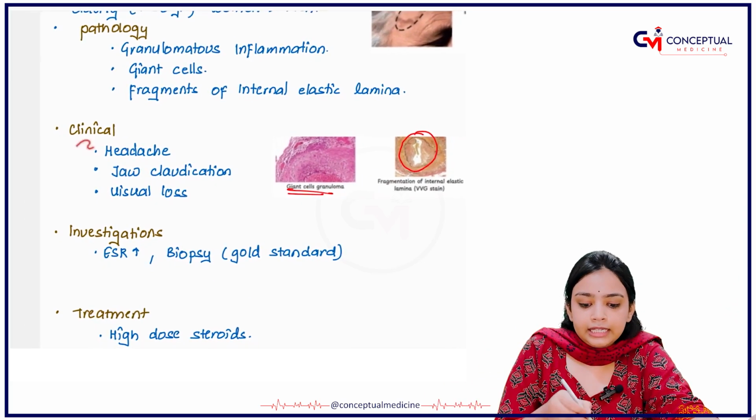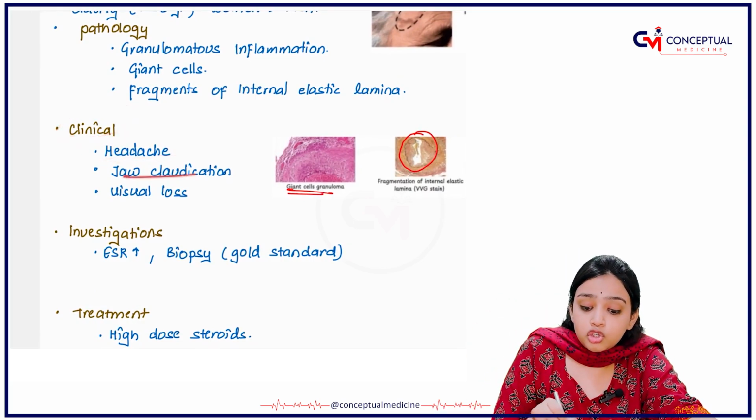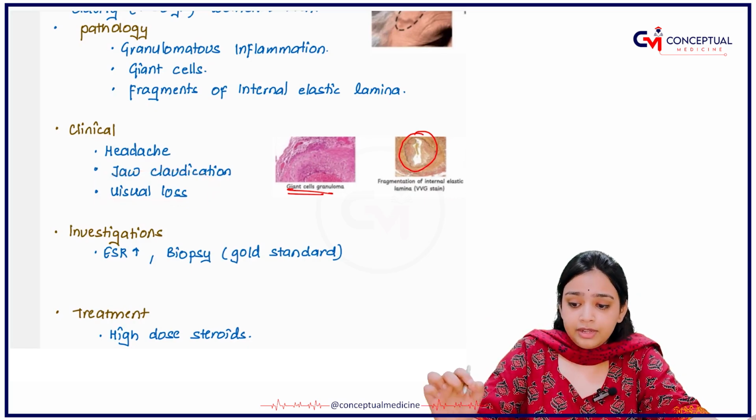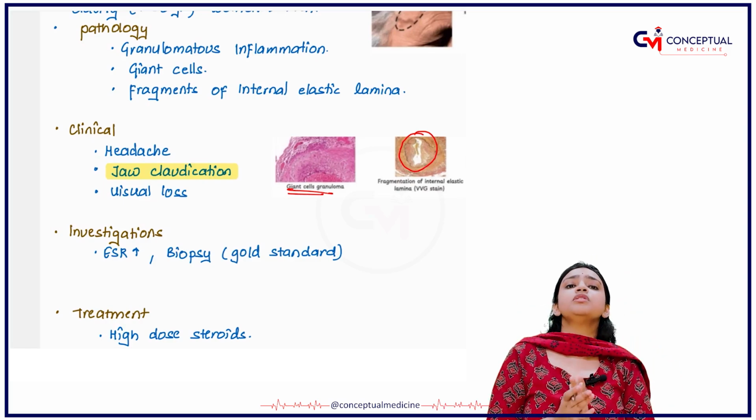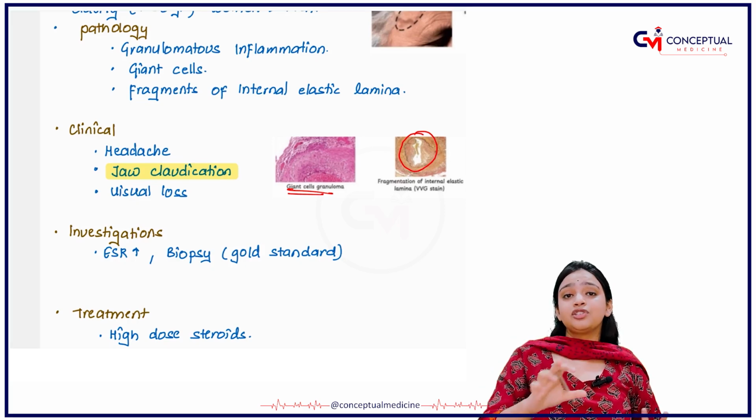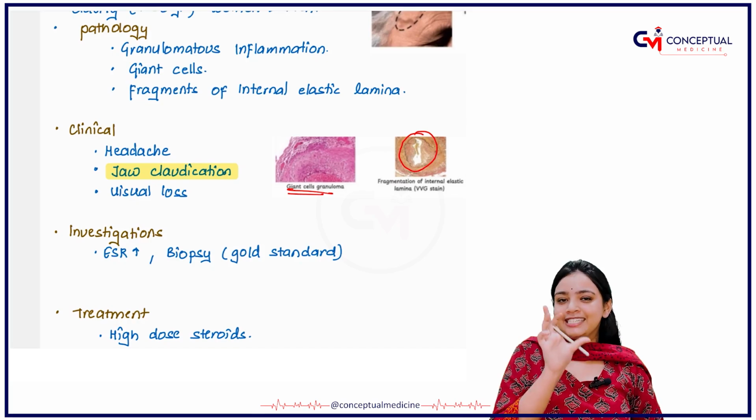Right. So what are the clinical features you have? The person will have a very severe headache. Jaw claudication will be there, and there will be visual loss. See, if there is a case, they will always mention the jaw claudication because it is a very important thing that they need to mention in that question to make you come to the diagnosis of giant cell arteritis.